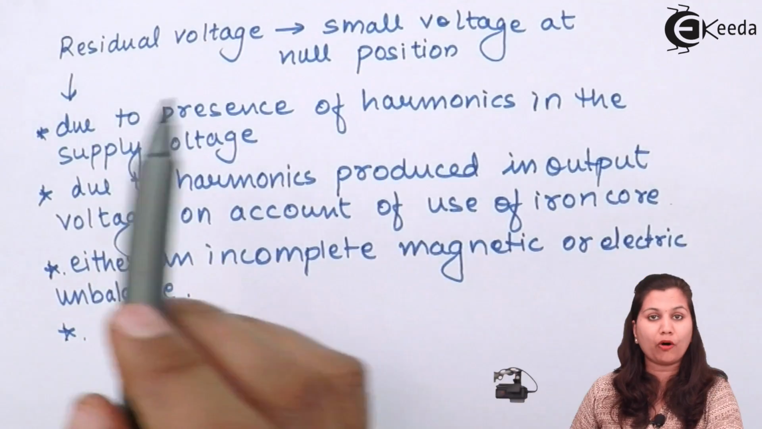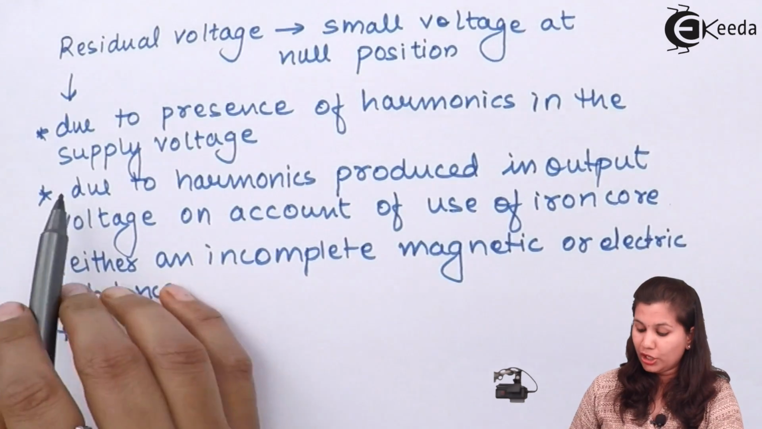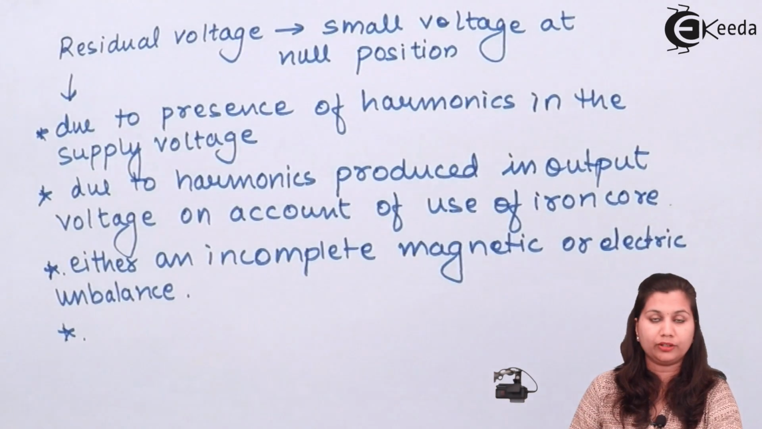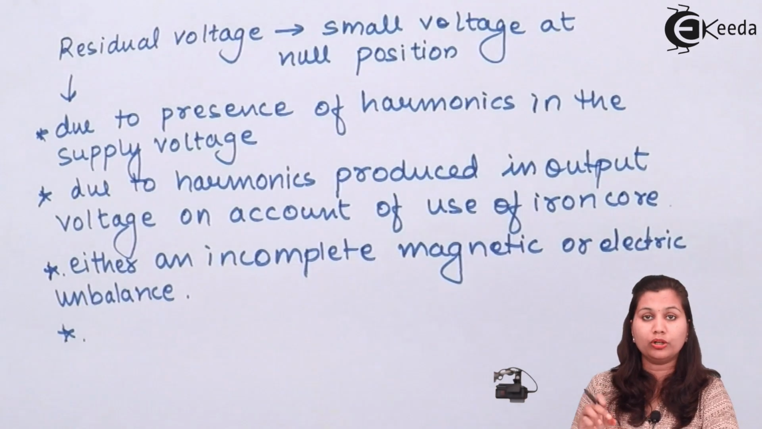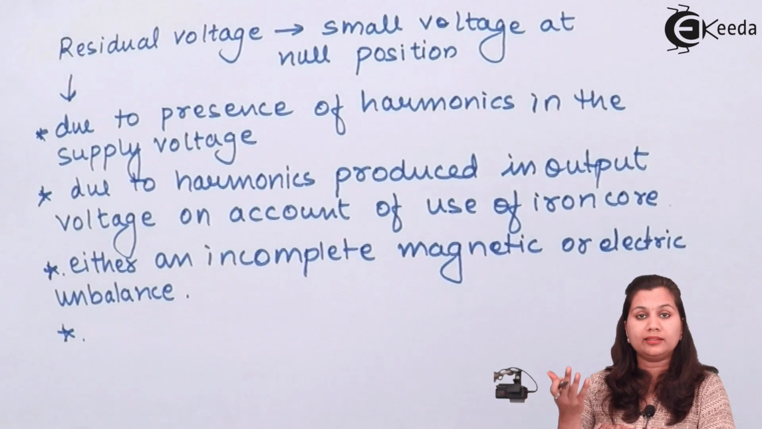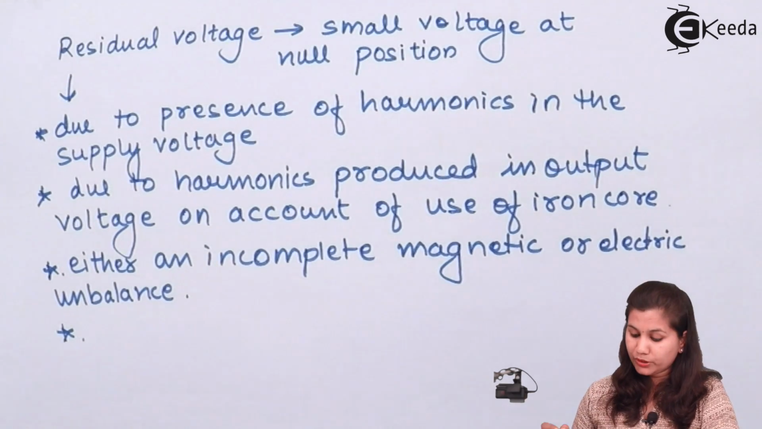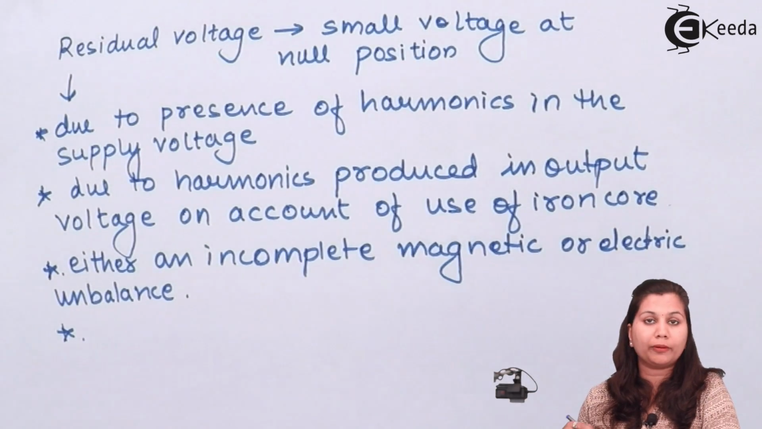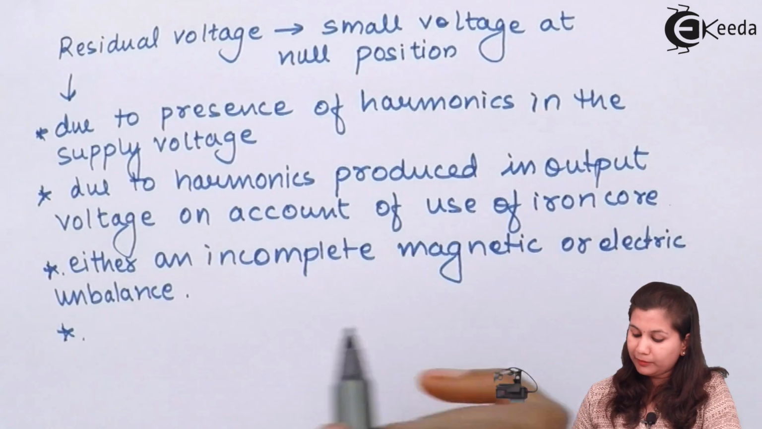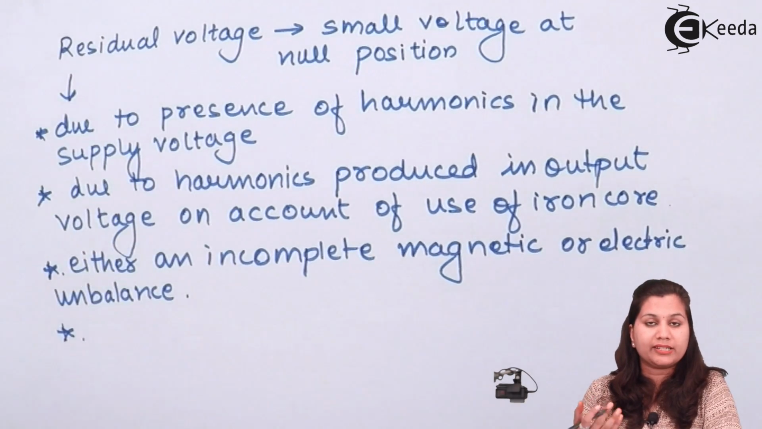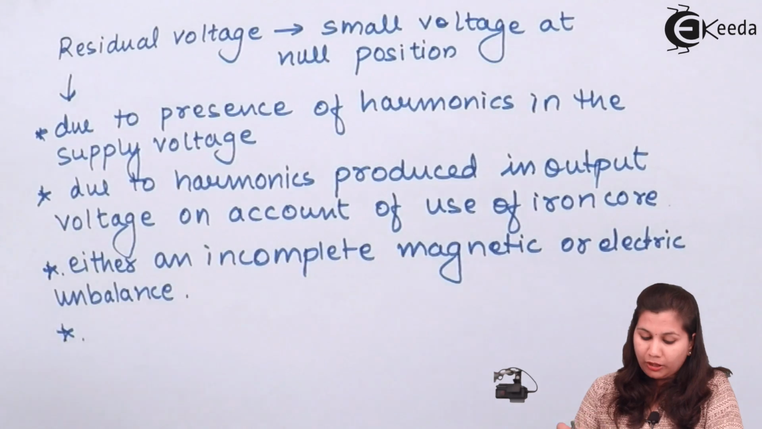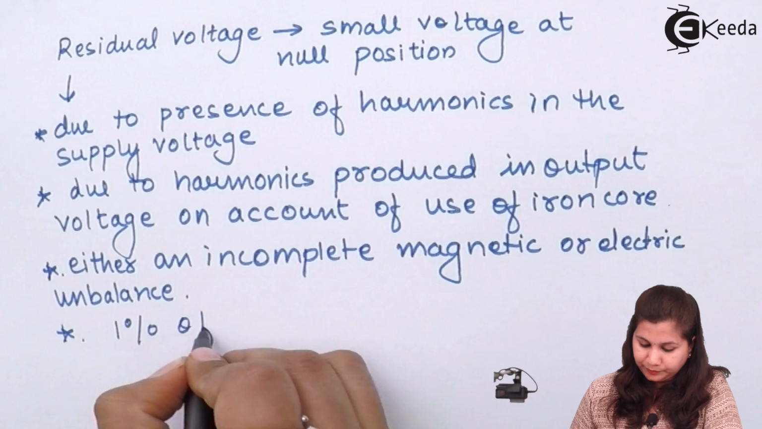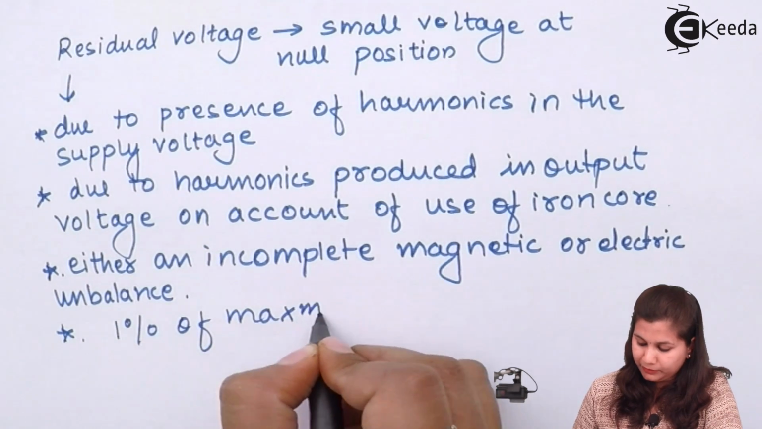due to the presence of harmonics in the input supply voltage, and due to the harmonics produced in the output voltage on account of the use of the iron core, because we are using a soft iron core. Also there can be an incomplete magnetic or electrical unbalance, or both can be present, and due to that unbalance the harmonics or the residual voltage is produced. Now the magnitude of this residual voltage is less than 1% of the maximum output.